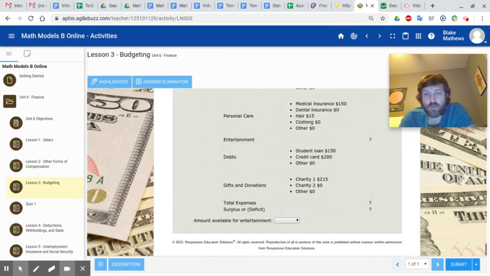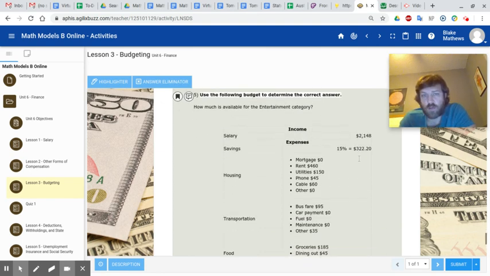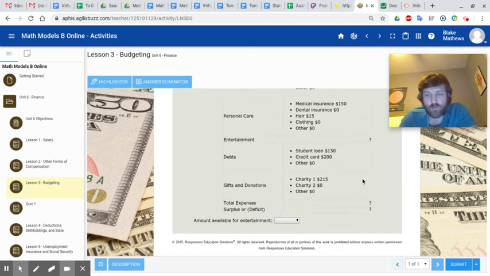Same idea. I'm not even going to do this one. How much is left over for the entertainment category? You did this one up at number 2 and 3. So just do the same exact idea as we did previously.